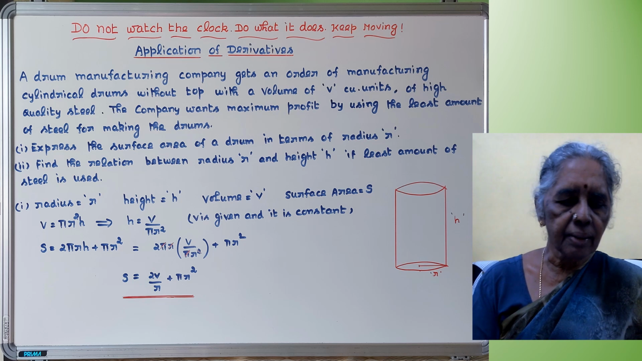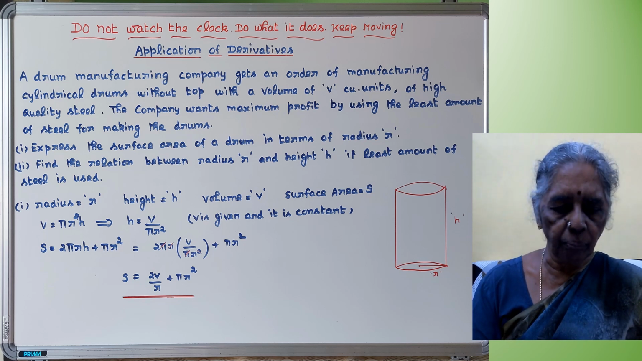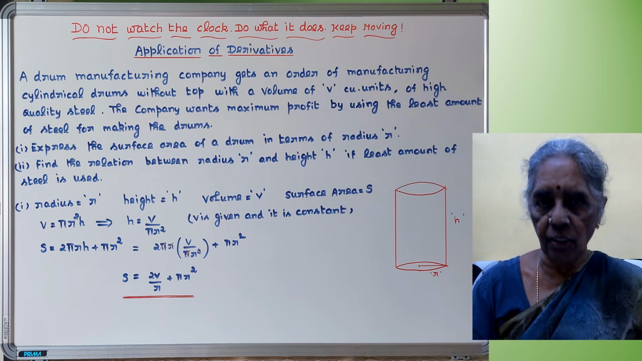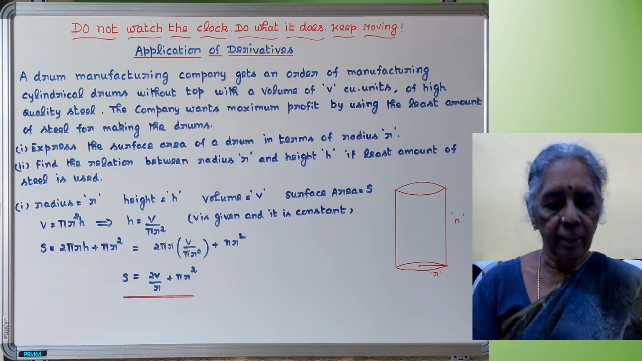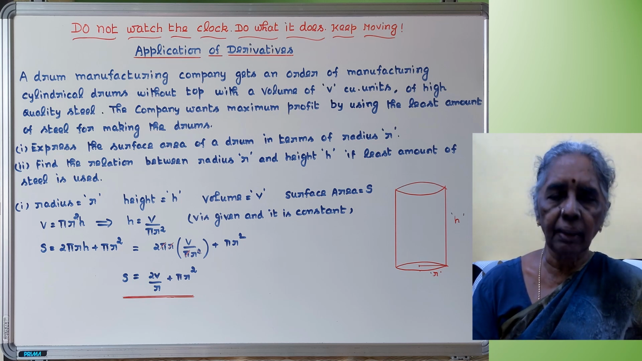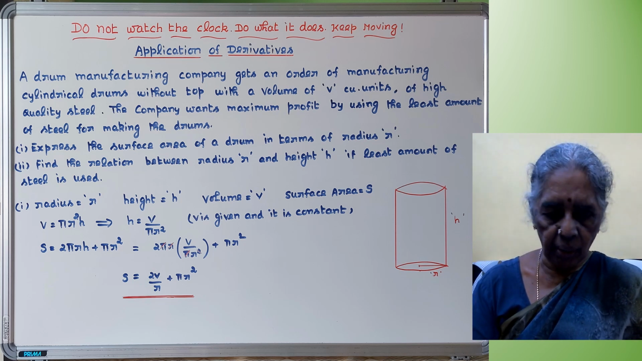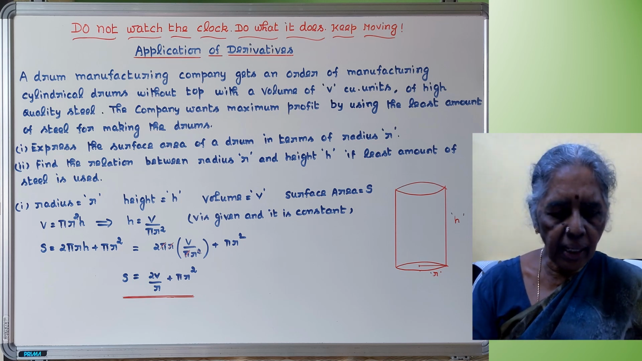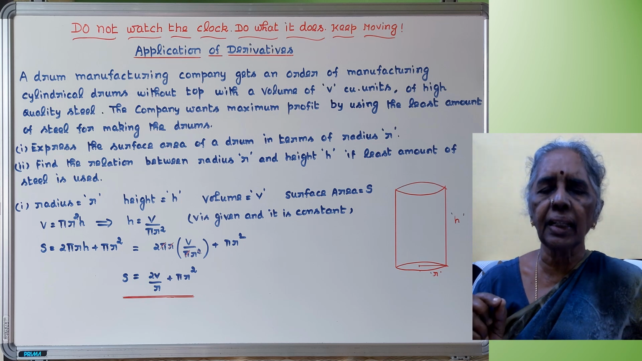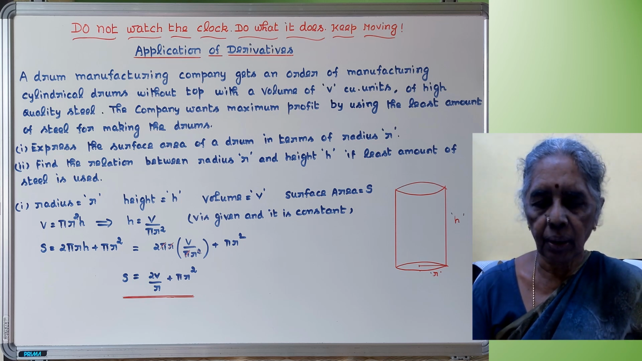Express the surface area of the drum in terms of radius r. Second, find the relation between radius r and height h of the drum if the least amount of steel is used.